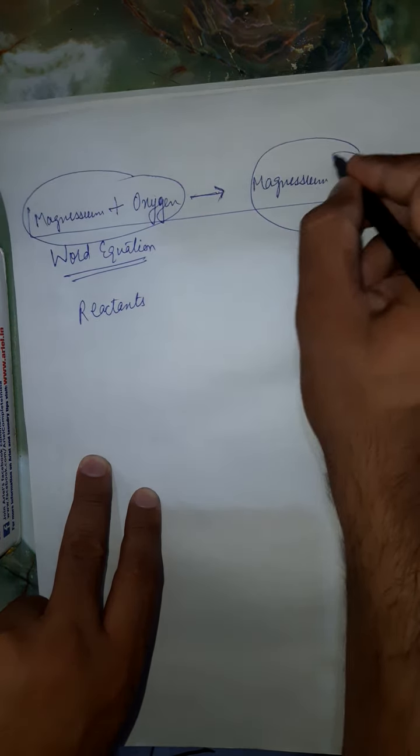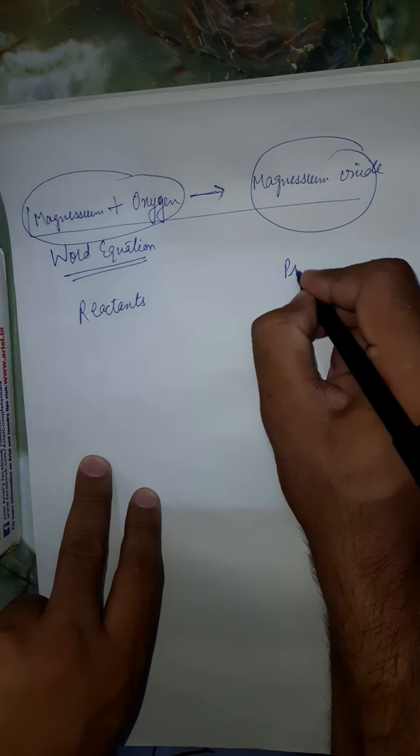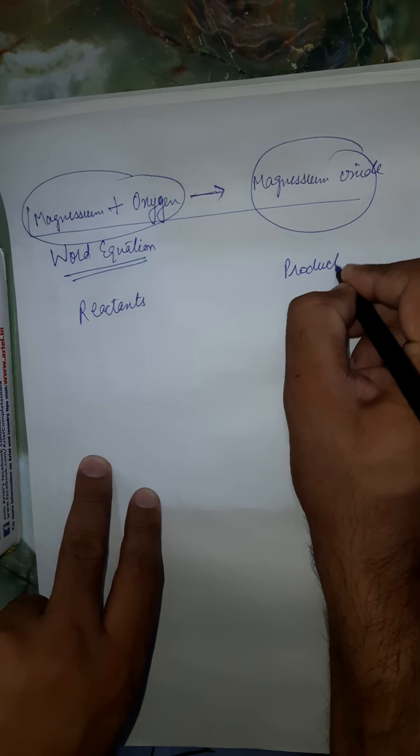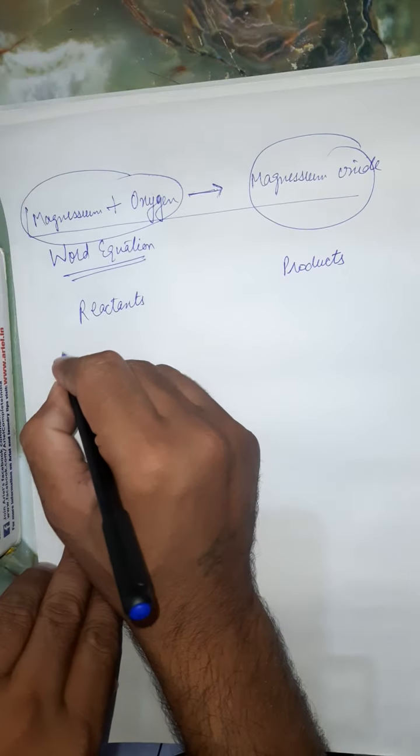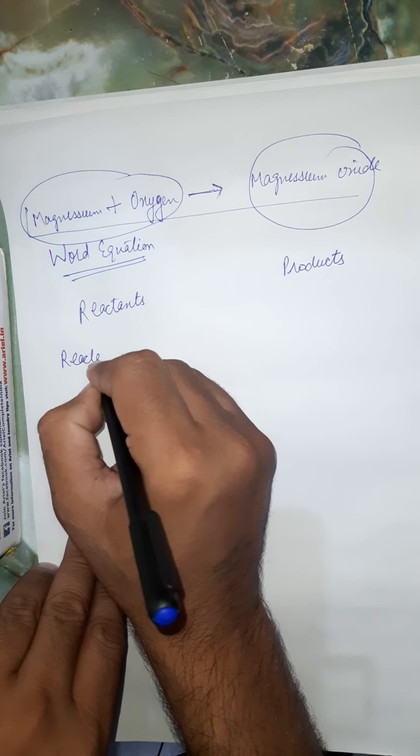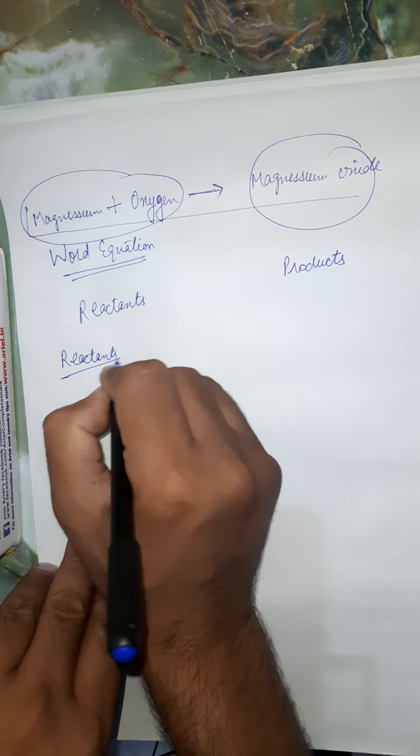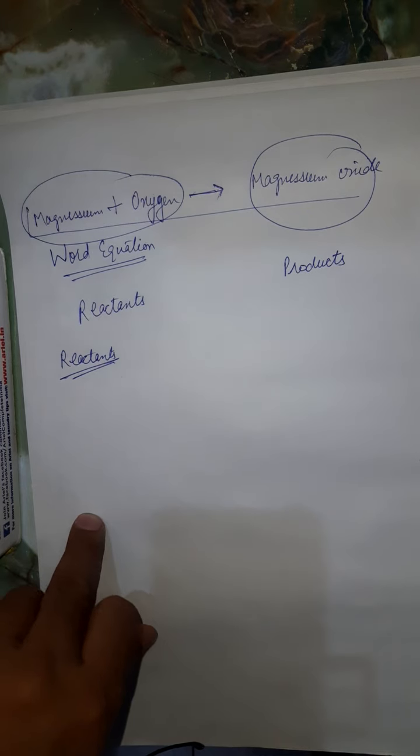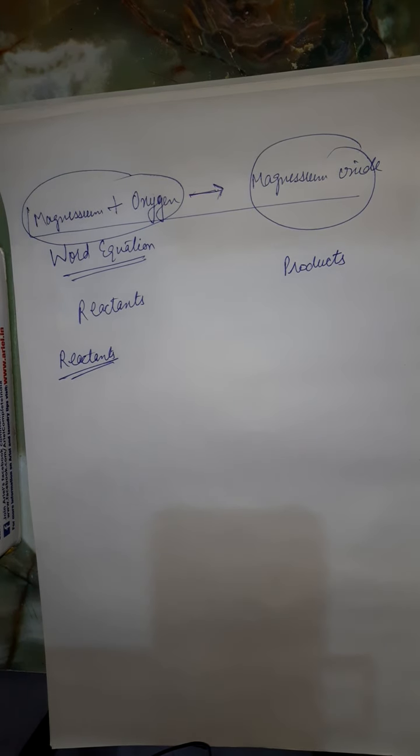In this equation, the left hand side substances are called reactants and the right hand side substances are called products. These definitions we have done already in junior classes, but I will repeat.